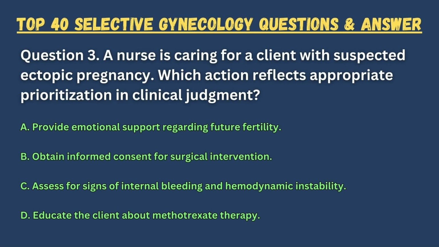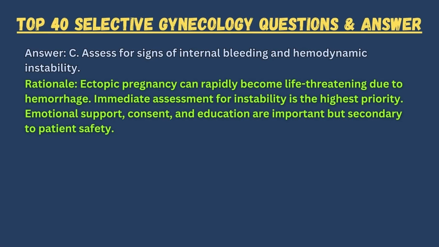A. Provide emotional support regarding future fertility. B. Obtain informed consent for surgical intervention. C. Assess for signs of internal bleeding and hemodynamic instability. D. Educate the client about methotrexate therapy. Answer. C. Assess for signs of internal bleeding and hemodynamic instability.